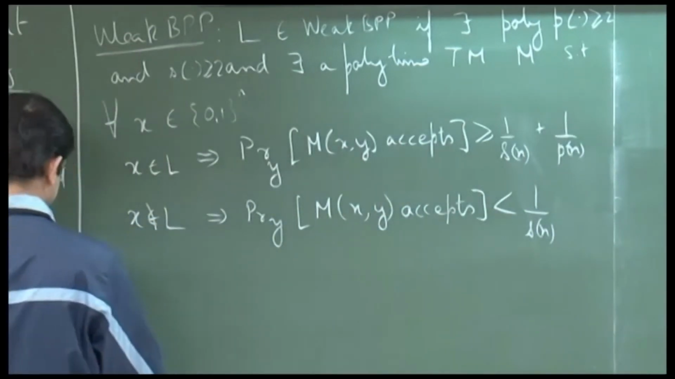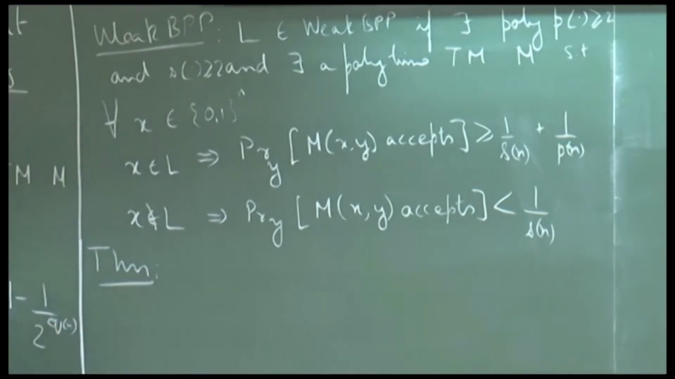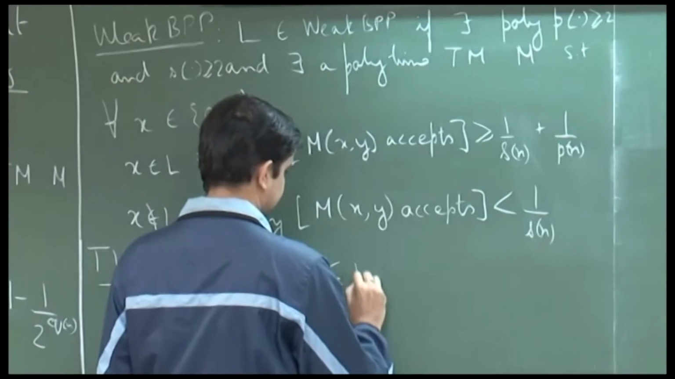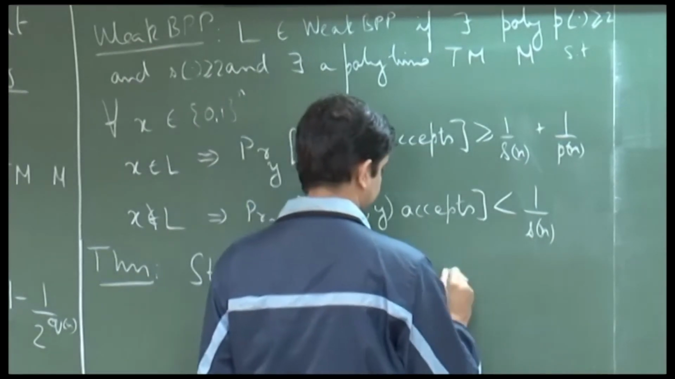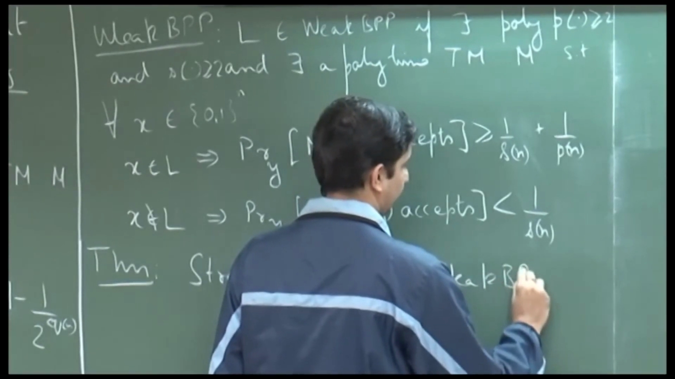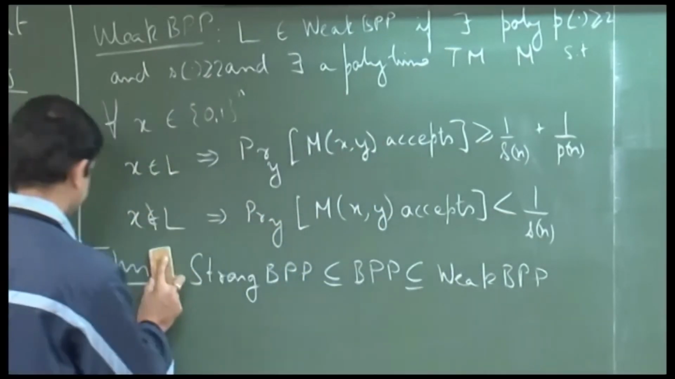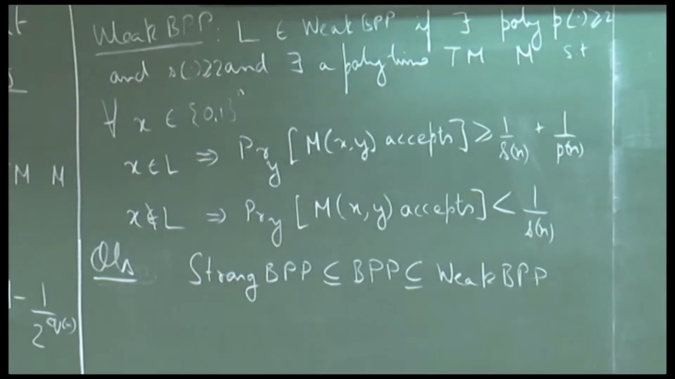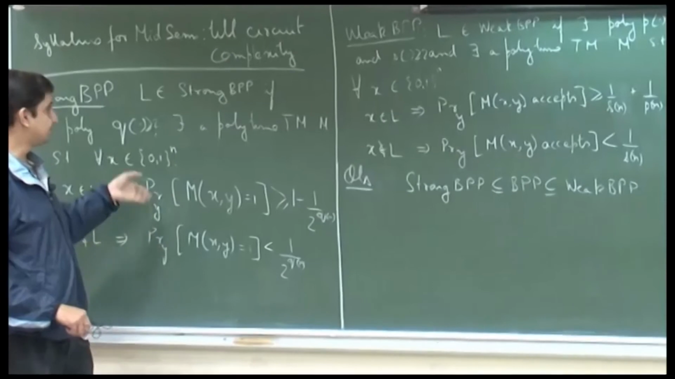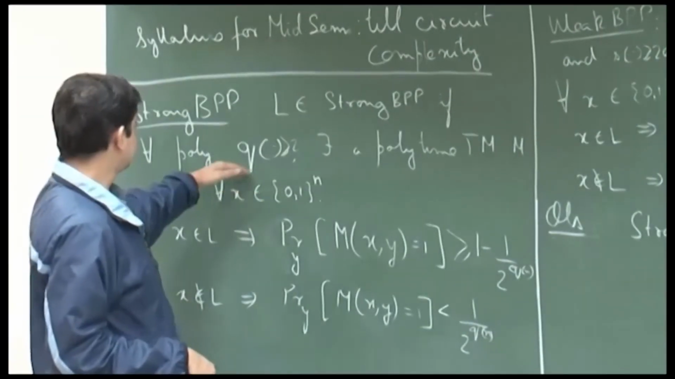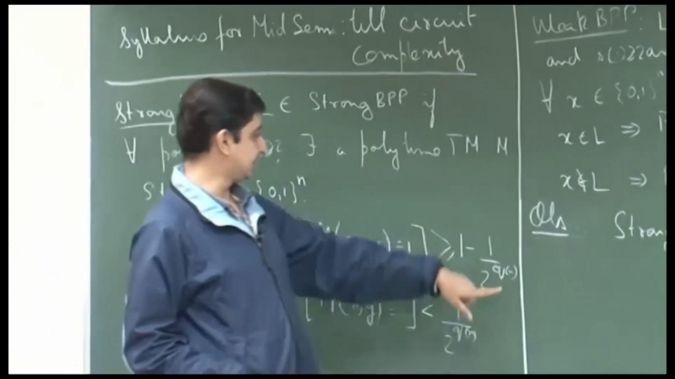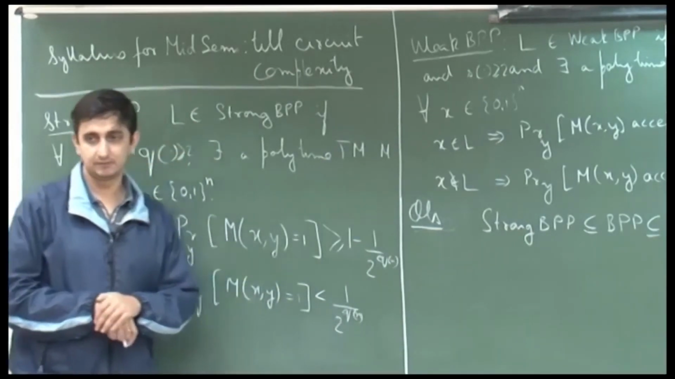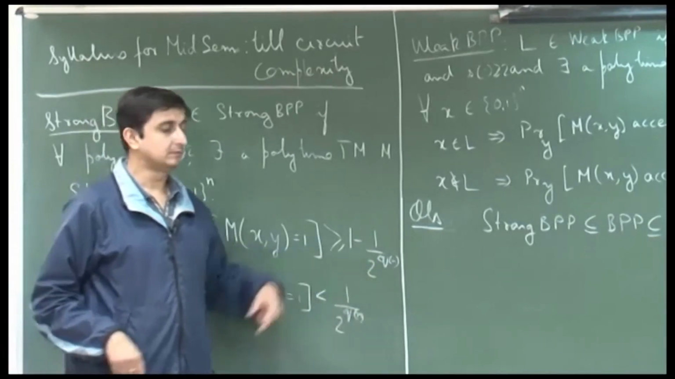Now the statement of the theorem is that StrongBPP is contained in BPP, which is contained in weak BPP. This is actually easy to prove, so I will not state it as a theorem, it is probably just an observation. If you take a language L in StrongBPP, for all polynomials this holds. So in particular I can fix this polynomial; if it holds for all polynomials greater than 2, it immediately implies that if x is in L, then the probability is greater than 2/3, and if x is not in L, then the probability is less than 1/3, because this number can be at most 1/4.